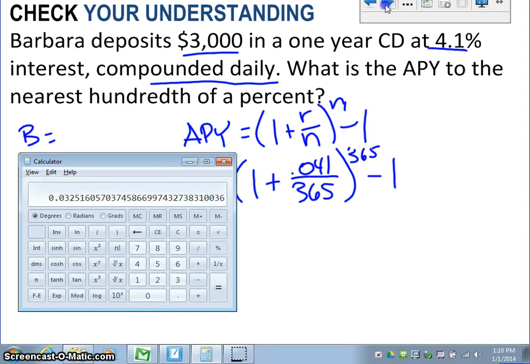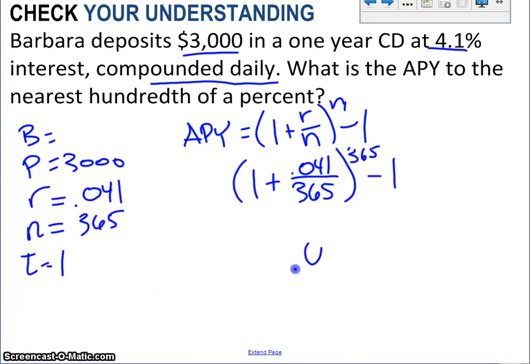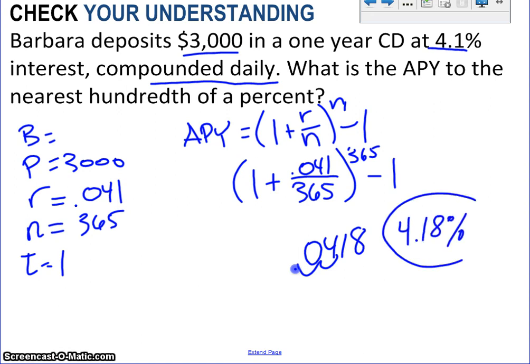So plugging this into our calculator again, we get 0.041 divided by 365 plus 1 gives us that value, all to the 365th power, and then we're going to subtract 1. And we end up with 0.0418. So hopefully that's what you got, 0.0418. Moving my decimal over twice, the annual percentage yield on this account is going to be 4.18%.